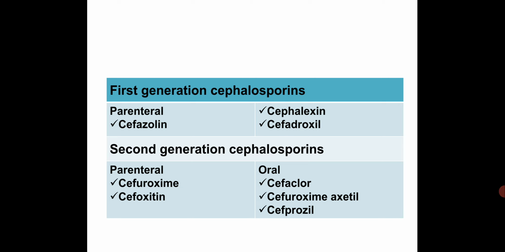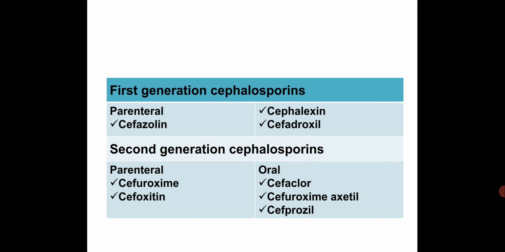In first generation cephalosporins, there is "cefa": cefazolin, cefalexin and cefadroxil. So all the "cefa" or "cepha" drugs are first generation cephalosporins, except cefaclor. In parenteral there is cefazolin, and in oral there are cefalexin and cefadroxil. There is one exception, cefaclor, which is an oral second generation cephalosporin.